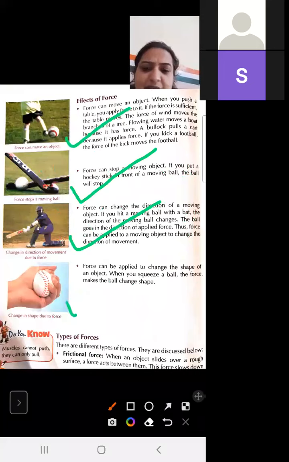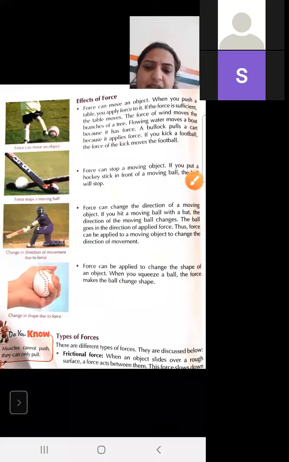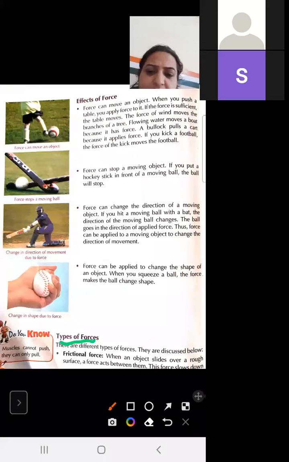फोर्स किसी भी ऑब्जेक्ट की शेप चेंज कर सकती है. मूव, स्टॉप, change in direction, change in shape. So these are all effects of force. So next is types of force. So there are different types of force.